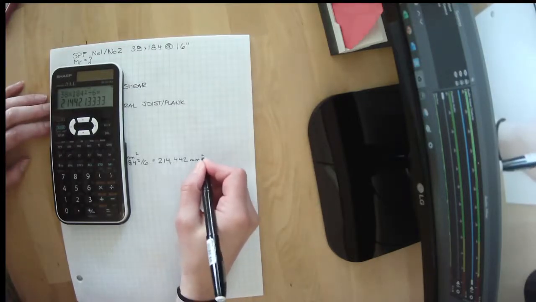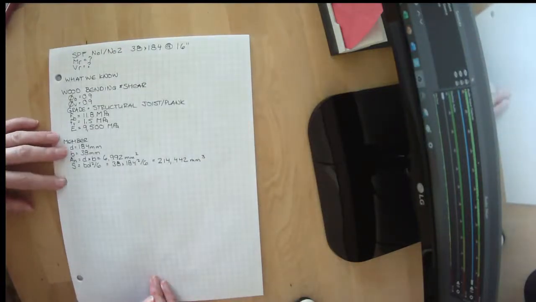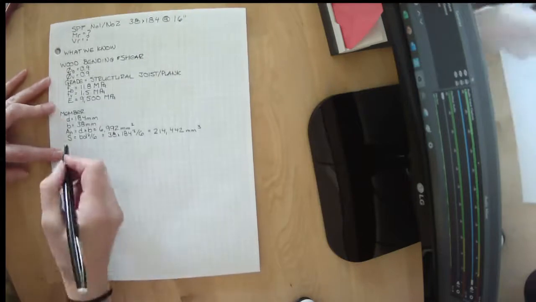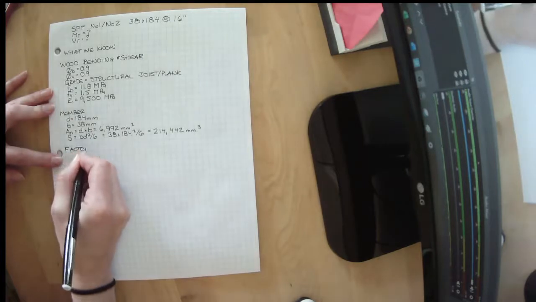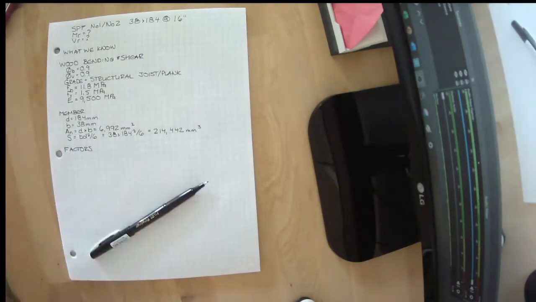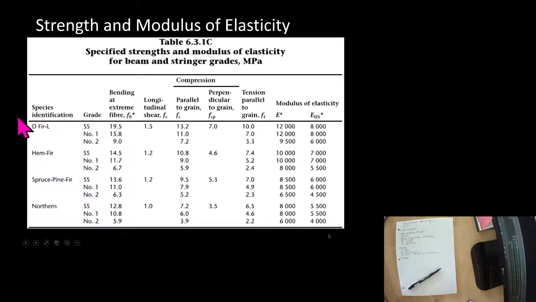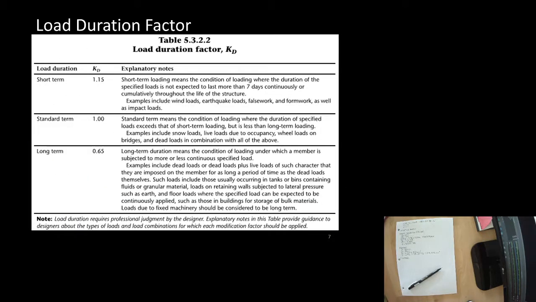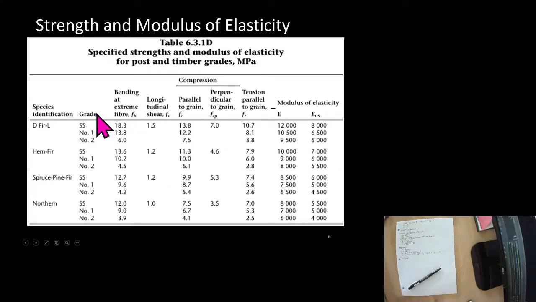So 214,442 millimeters cubed is another shape property. So those are some things we know about our member. Let's start pulling off our factors. Let's go back to those tables and look at our factors one at a time. We'll go through them all and then come back and write them all down together. I'm going to erase that just so that we can come back next time.